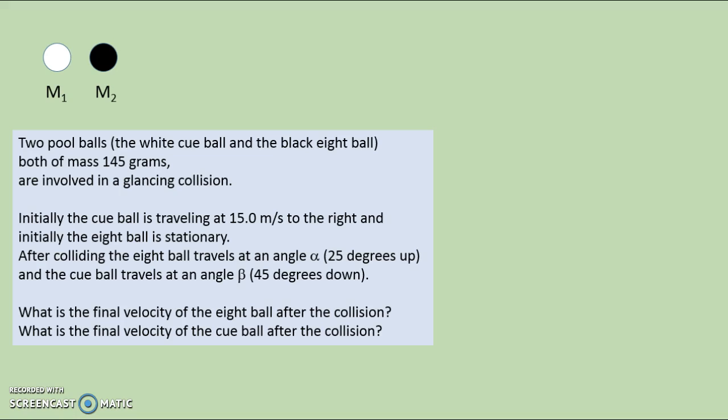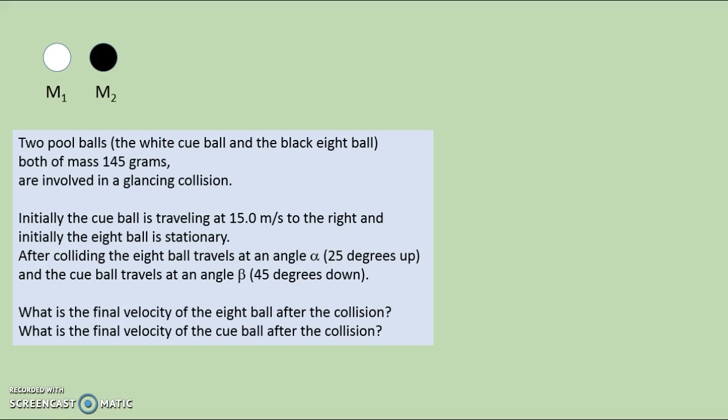Two pool balls, the white cue ball and the black 8 ball, both of mass 145 grams, are involved in a glancing collision. Initially, the cue ball is traveling at 15 meters per second to the right, and initially the 8 ball is stationary. After colliding, the 8 ball travels at an angle alpha, 25 degrees up, and the cue ball travels at an angle beta, 45 degrees down. What is the final velocity of the 8 ball after the collision? What is the final velocity of the cue ball after the collision?